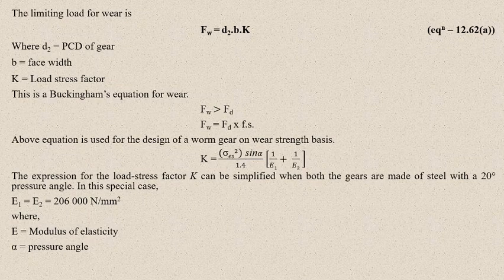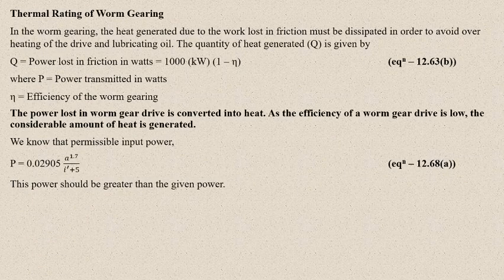This is for the design of worm gear with respect to wear strength. Fw is the wear strength and it is equal to d2 b K, and all these are the parameters which we have to find out and satisfy this equation, which will be Fw is equal to Fd into factor of safety. Now come to the thermal rating of worm gearing. In the worm gearing, the heat generated due to the work lost in friction must be dissipated in order to avoid overheating of the drive and lubricating oil.